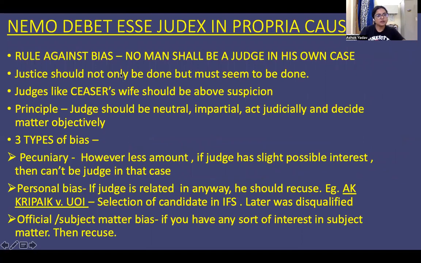Under the first principle, what they are talking about is the rule against bias. They are basically talking about three things. They are saying it's a rule against bias, that is to say, no man shall be a judge in his own cause. So this maxim, nemo debet esse judex in propria causa, means rule against bias, right?